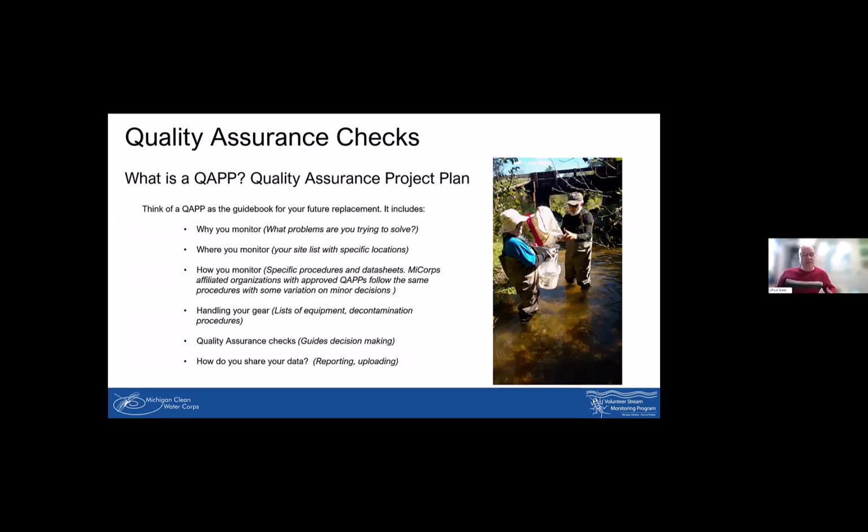So one of the ways that in MiCorps that we deal with these issues is by working under a QAP. Jack earlier today talked about QAPs a little bit, and that was kind of a good intro. Each one of our programs operates with this written set of instructions. This is our plan for making sure data quality is followed for our monitoring. I like to say a QAP can be a guidebook for your future replacement.